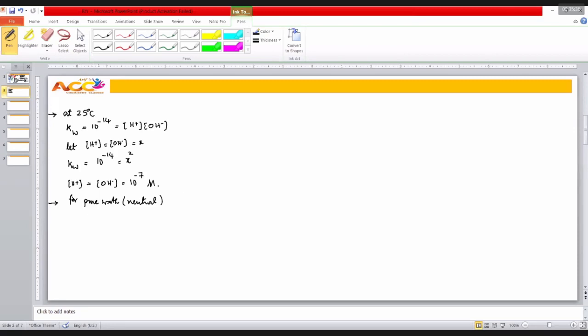Therefore, we say for pure water or for any neutral solution, this is not electrical neutrality. For a neutral solution, remember, H plus ion concentration must be equal to OH minus ion concentration, equal to 10 power minus 7 moles per liter. Okay, sir, now I have an idea.